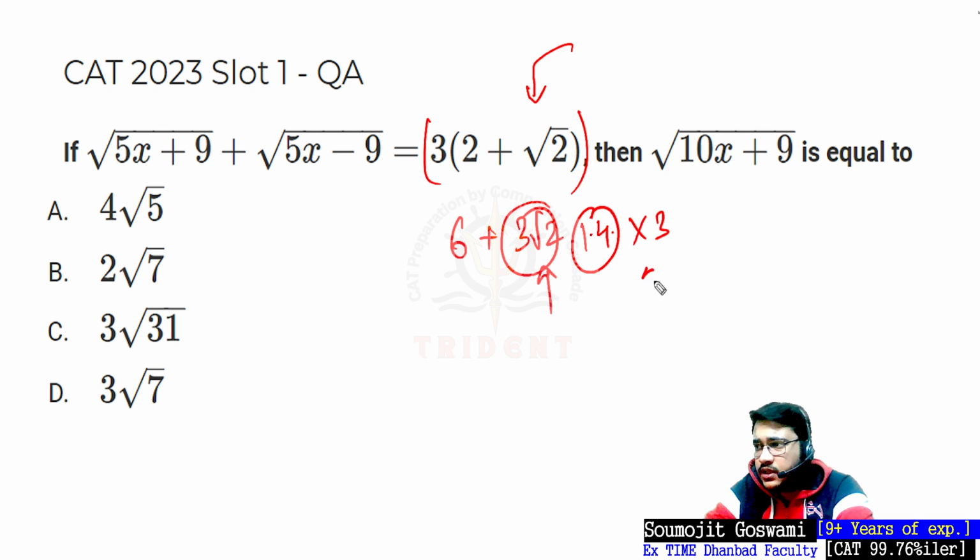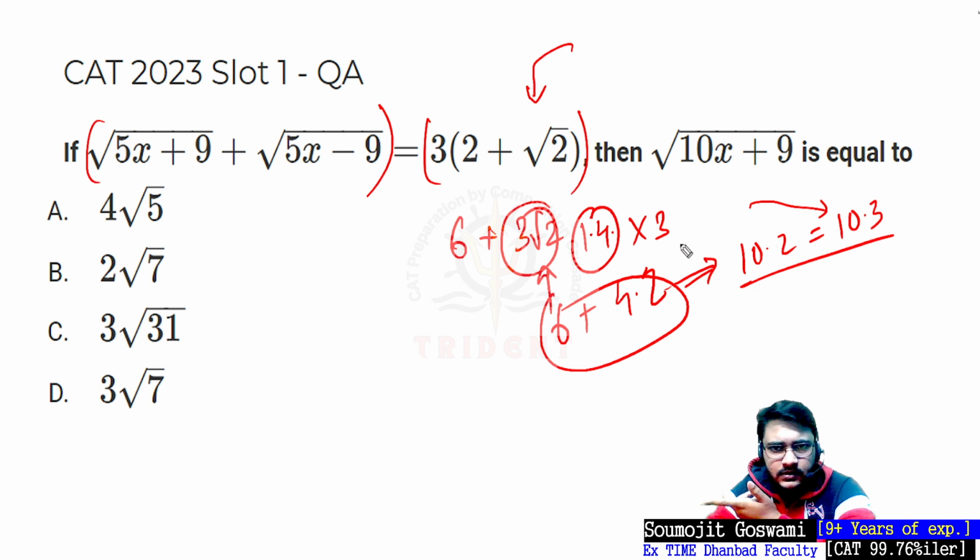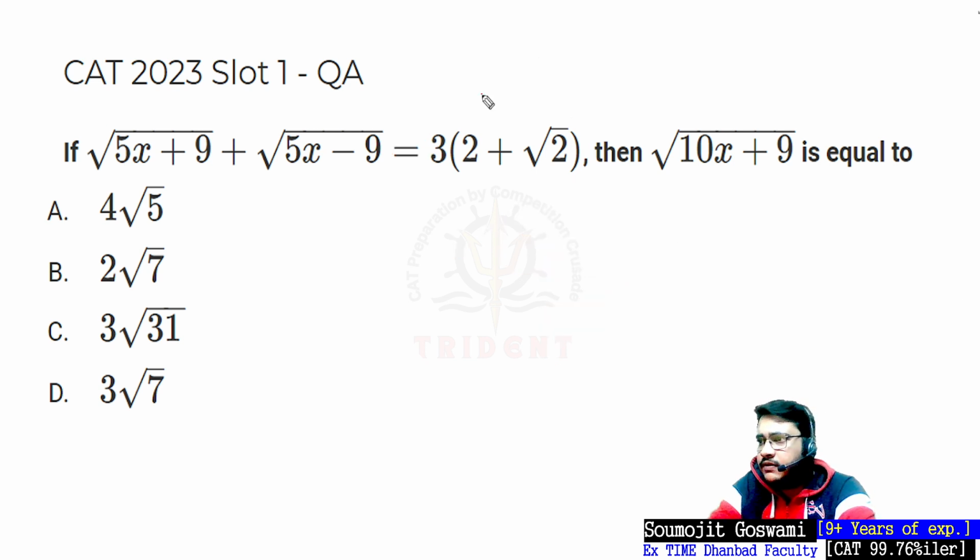So 3 4s are 12, 4.2 plus 6. So somewhere equivalent to 10.2. You can also take it as 10.3. I don't care. So basically what they are trying to say is that this thing has to be equal to 10.2, 10.3. I hope that much is very much clear. Now with that much logic, if I have a shadow reference in my mind that RHS is 10.2, I can actually start predicting some values for X.